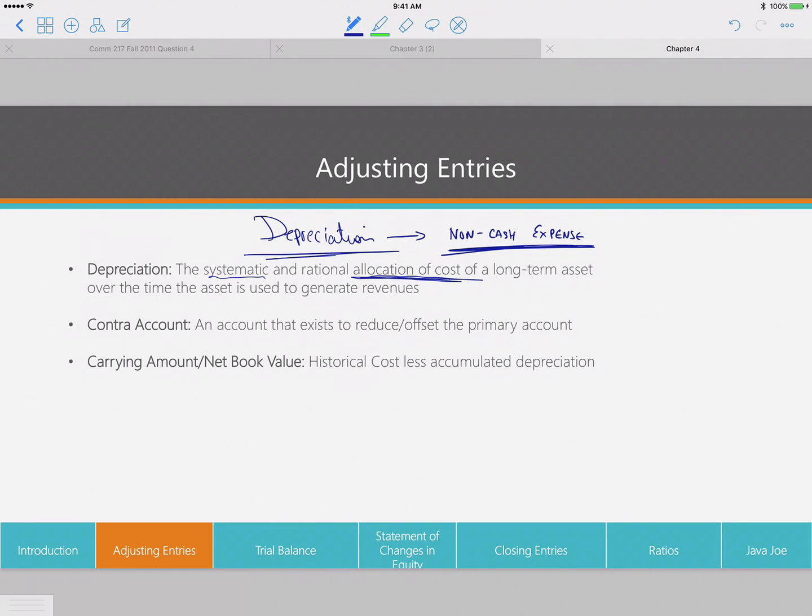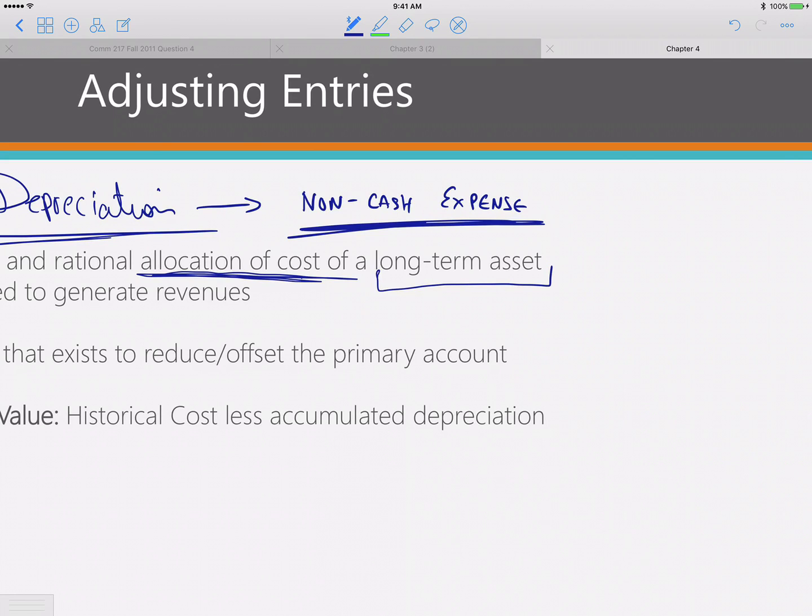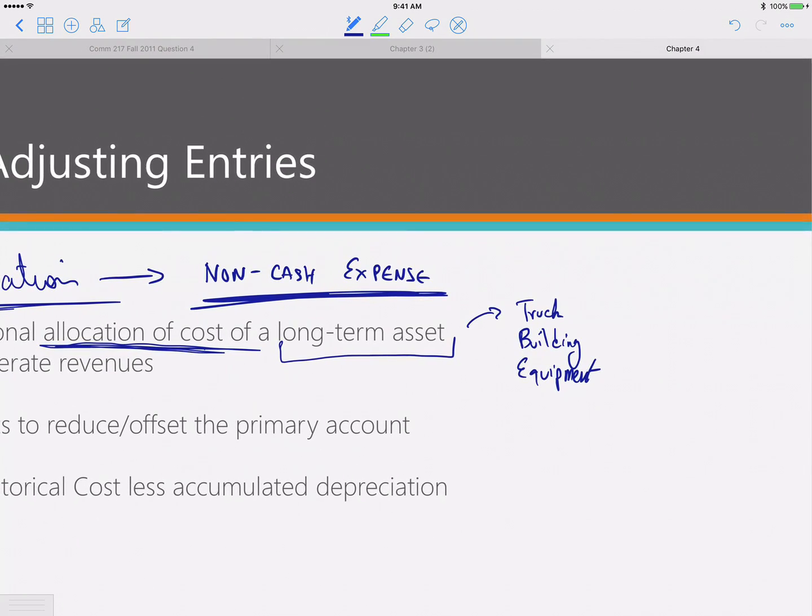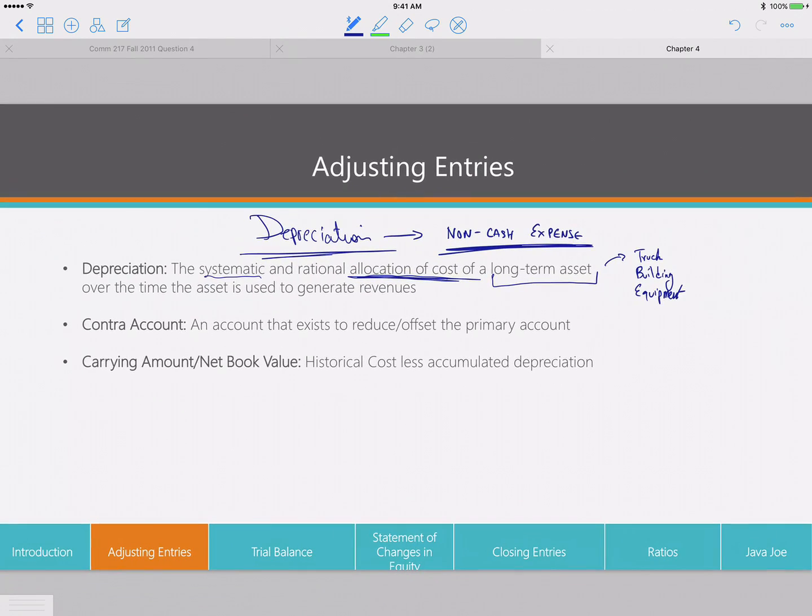So if you recall, we said that a current asset is one that you use within the next year. A non-current or long-term asset is one that you're going to have for more than a year. So a long-term asset could be something like a truck or a building or equipment. And these are all expensive assets, right? These capital assets can cost a lot of money. They can be millions of dollars. But we're going to be using it for many, many years. A building can last 50 years or more.